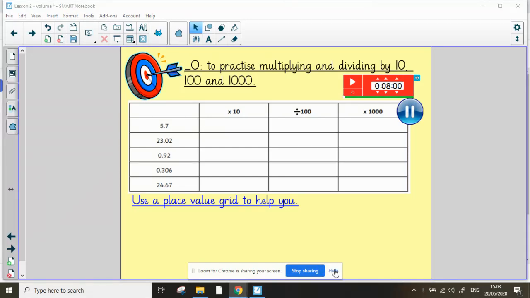Hi, Year 5. Before we start our main maths lesson today, we are going to warm our brains up by practicing multiplying and dividing by 10, 100 and 1,000. Have a go at this challenge here. I've put the pause button on for you. Feel free to pause me, do the task, and then when you're finished, you can check the answers in a moment. Remember, if you're feeling a bit stuck, a place value grid is a really great resource to help you.